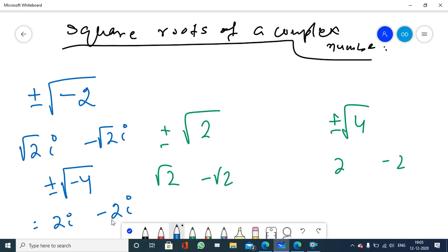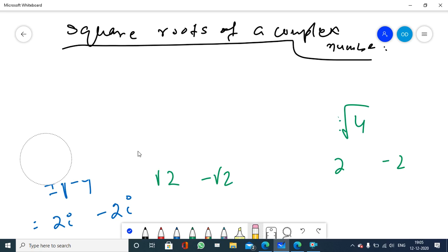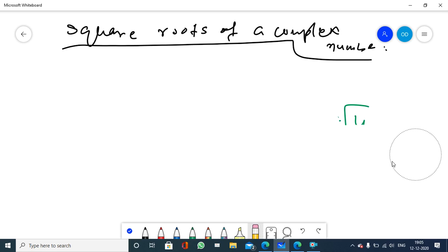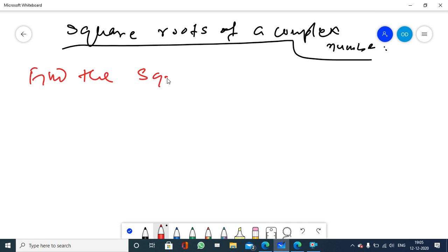So just like this, we know how to find square roots of real numbers. Now we will learn how to find square roots of complex numbers. For example, suppose I ask you to find the square root of minus i. Find the square roots of minus i.